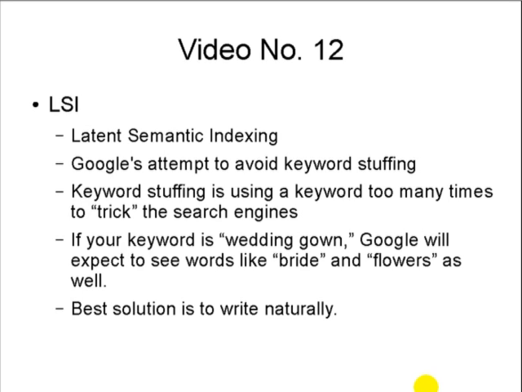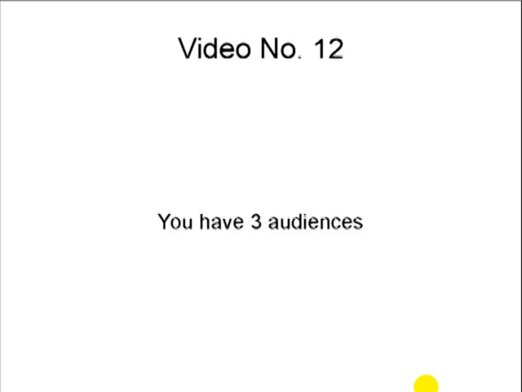Now, you don't want to get too technical with this. The best way to tackle LSI is just to write naturally. If you're writing about wedding gowns, it makes sense that you would have brides mentioned in the article. It makes sense that you'd have flowers or chapel or reception or wedding cake. All of those things make sense. So if you write naturally, LSI will come naturally. If you try and keyword stuff, you may have more problems with this.